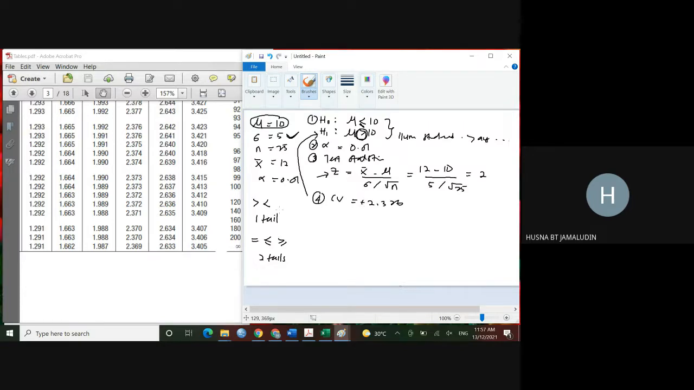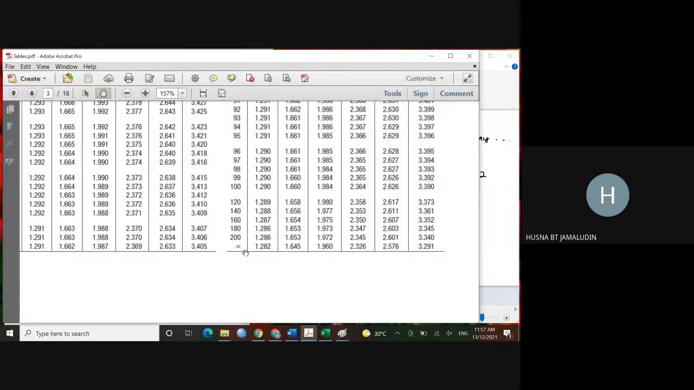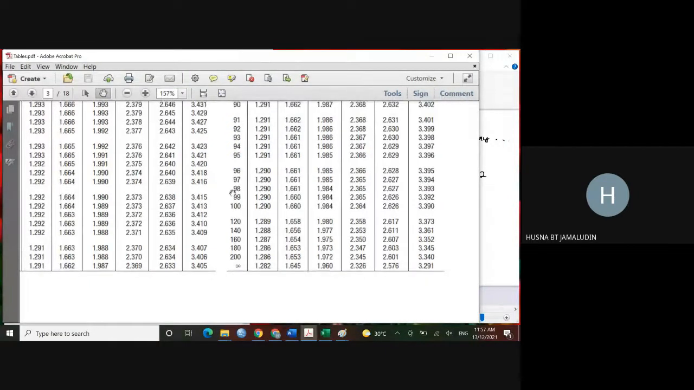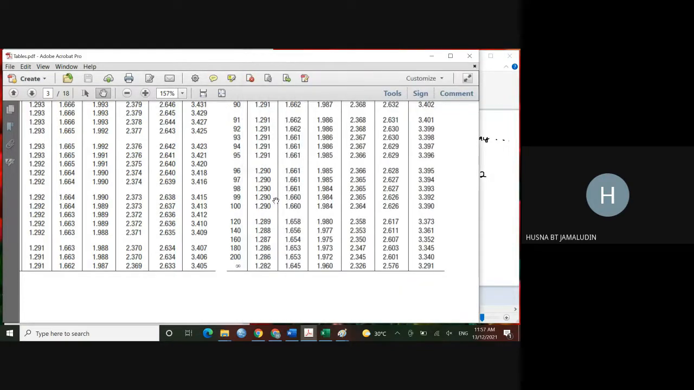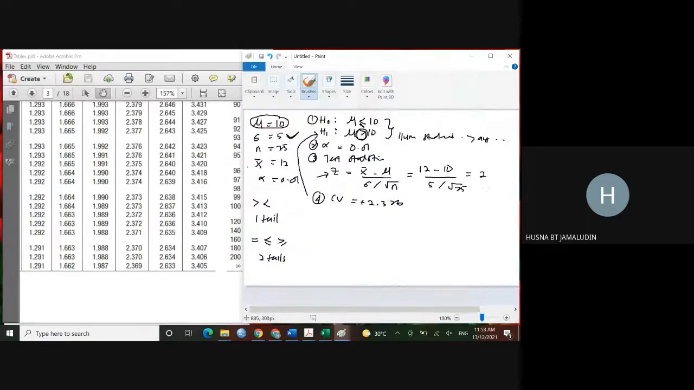Let me go back to the infinity. Why should we go to infinity? Why not n minus 1? What is your n? n is 25, minus 1, 24. Why shouldn't we go to 24? Why should we go to infinity? Anyone? Because we use the Z distribution. Yes, because you use the Z distribution.